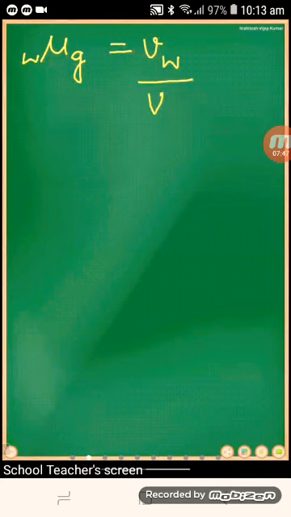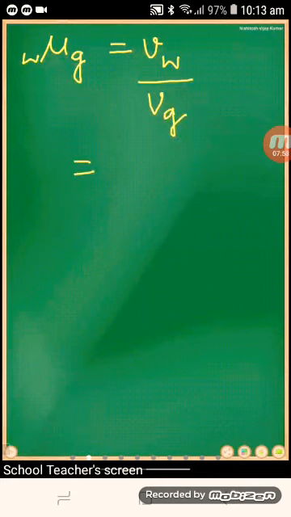So say, for example, if I want to find out the refractive index of glass with respect to water, this simply means the velocity of light in water, which happens to be the first medium, upon the velocity of light or the speed of light in glass, which happens to be the second medium.